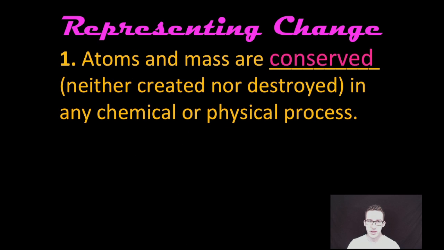Okay, and then once we observe these changes at the macroscopic level, we have to then describe them in a way that we can relate to other chemists, other scientists, and people at large. So a couple of things first. One, it's really important when you observe chemical and physical changes that atoms and mass are conserved. They're neither created nor destroyed in any chemical or physical process.